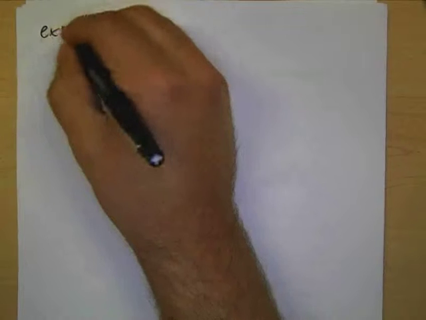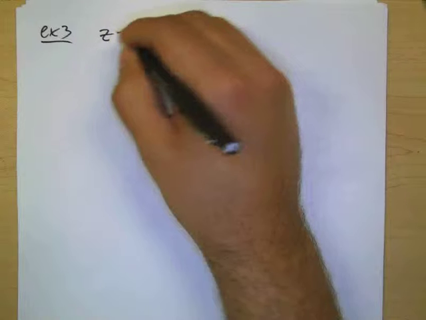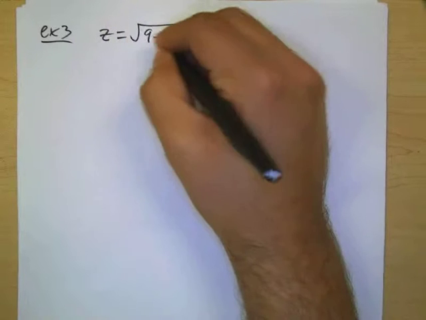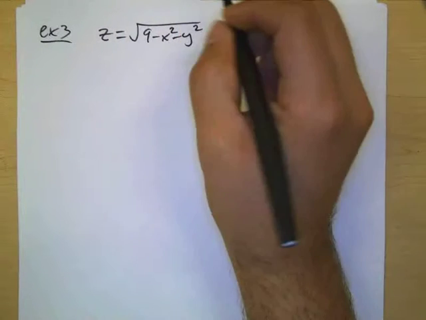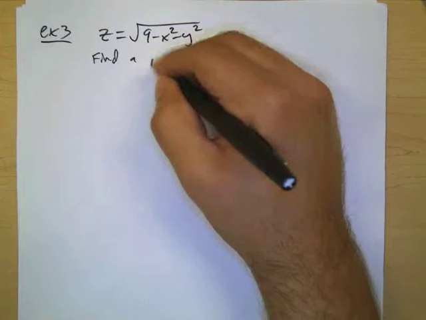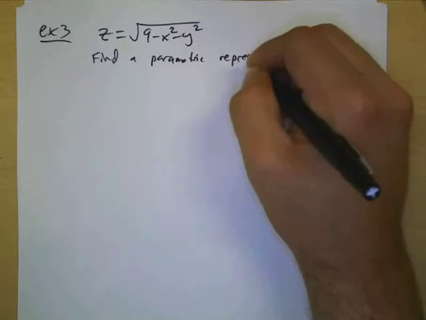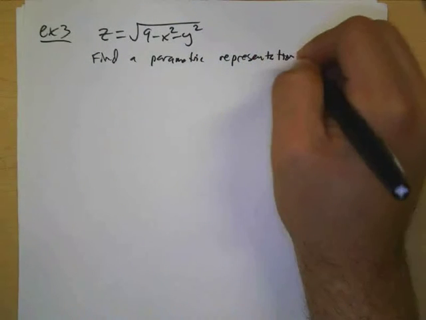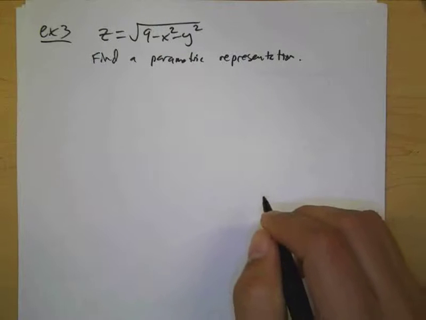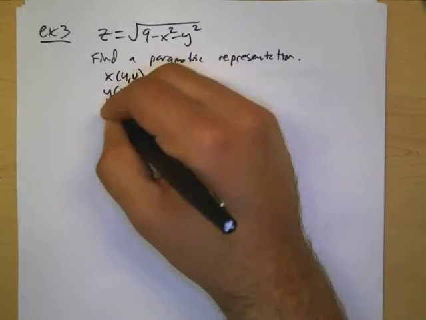Okay. So anyway, let's go through a couple examples. Let's say z equals the square root of 9 minus x squared minus y squared, and we just ask for finding a parametric representation. So we want to find x, y, and z.